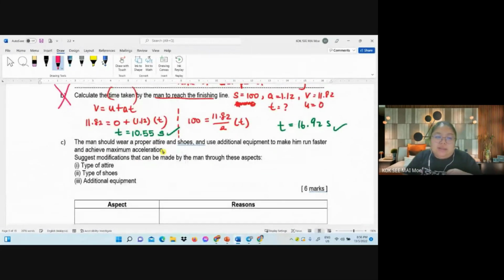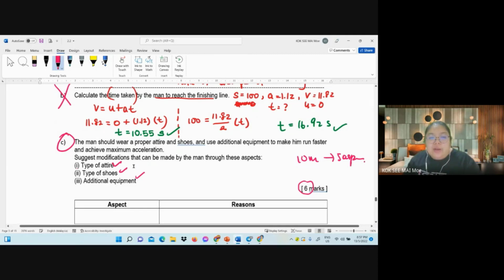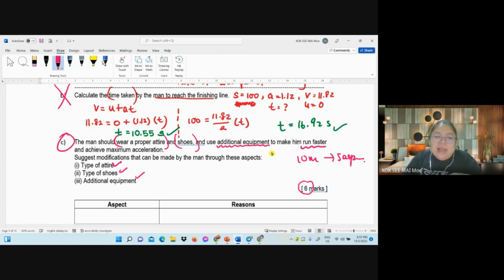Okay, let's see the C. C is one example of an essay question, but this one is only 6 marks. 6 marks means they ask for fewer things, only 3 aspects. If 10 marks, that means you can ask about 5 aspects. So from here we're going to see what they want. What is the purpose? The man should wear proper attire and also shoes, and use additional equipment for him to run faster and also achieve maximum acceleration.